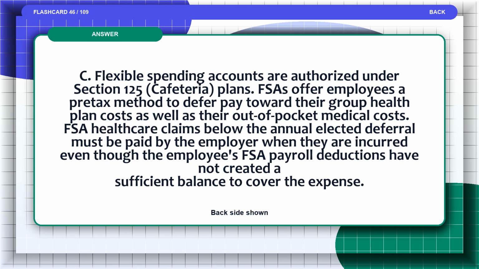The answer is A. Flexible spending accounts are authorized under Section 125 cafeteria plans. FSAs offer employees a pre-tax method to defer pay toward their group health plan costs, as well as their out-of-pocket medical costs. FSA healthcare claims below the annual elected deferral must be paid by the employer when they are incurred, even though the employee's FSA payroll deductions have not created a sufficient balance to cover the expense.